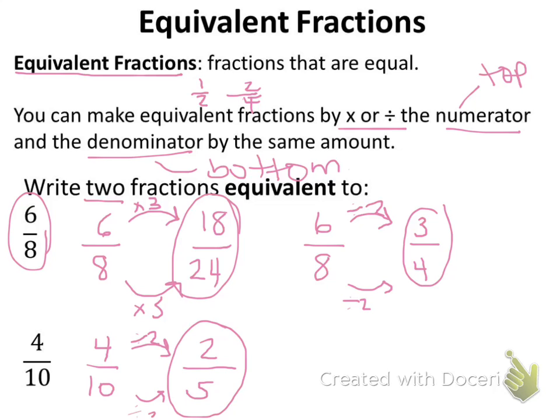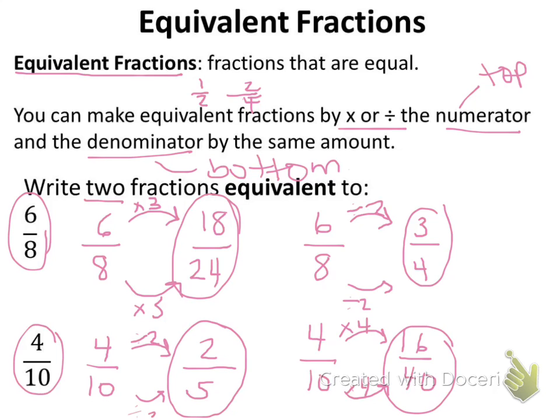For the next one, I decided to multiply. So I start with 4/10, and this time I'm going to multiply by 4. So 4 times 4 is 16, and then whatever I do to the numerator, I'm going to do to the denominator. So 10 times 4 is 40. So my two equivalent fractions are 2/5 and 16/40, along with 4/10.